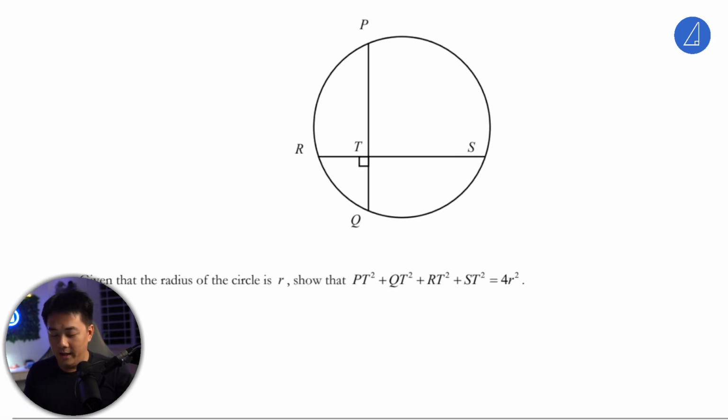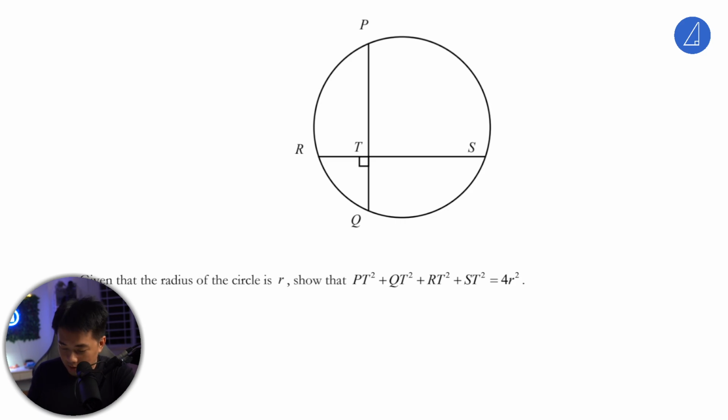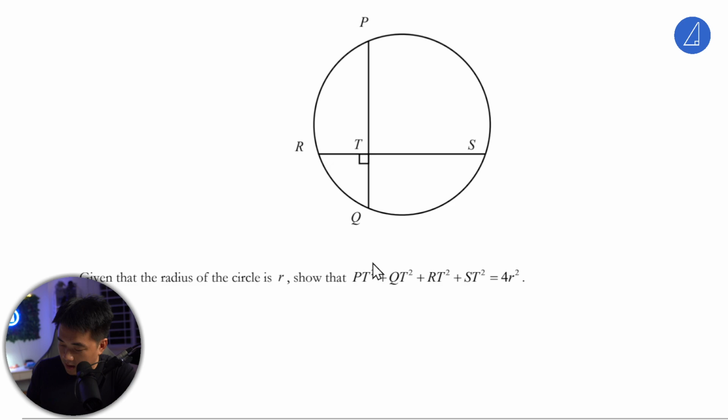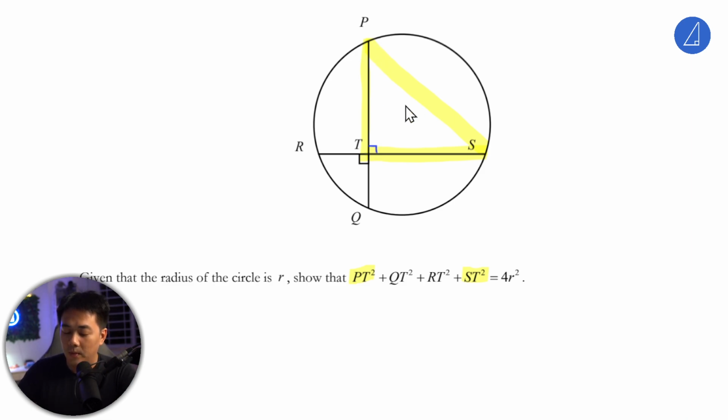Great. I think there's a lot of things going on there. So what we know is PT², so let's just look at this length. PT² is this guy here, PT squared. Then we have QT squared. But the most important thing is TS squared here, because this will form a right angle. If this is 90 degrees, a vertically opposite angle, then by Pythagoras theorem, we know that PT squared plus ST squared is equal to PS squared.